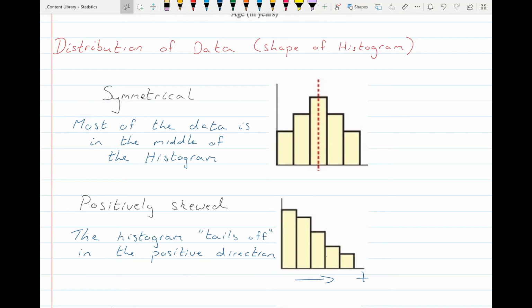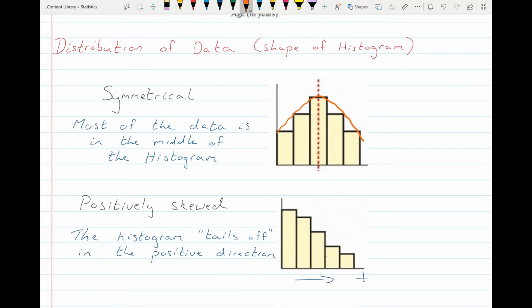A symmetrical distribution is where most of the data is in the middle of the histogram. And it has a shape that, if you were to draw over all the bars, looks kind of like a hill. That's a symmetrical one, where the left-hand side and the right-hand side could be folded onto each other, and the middle is very much down the center.